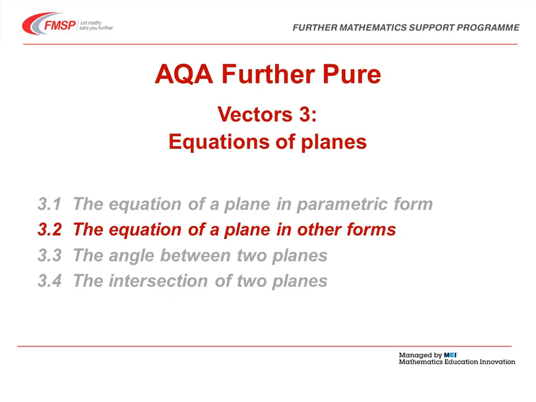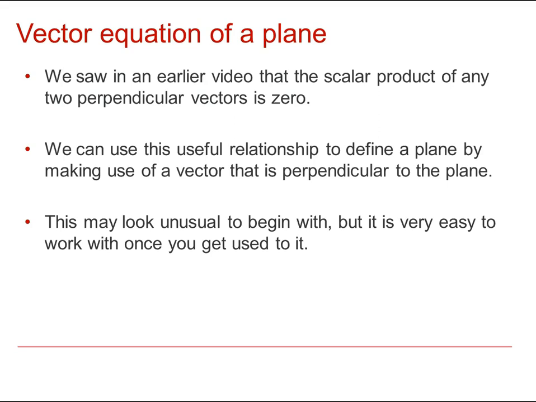This is a video for AQA Further Pure Mathematics, Vectors Section 3.2, the equation of a plane in other forms. We saw in previous videos that if we have a scalar product where we know that A dot B is equal to 0, then we also know that A and B are perpendicular to each other.